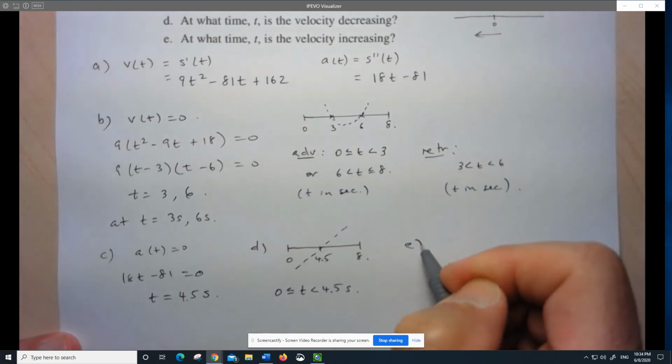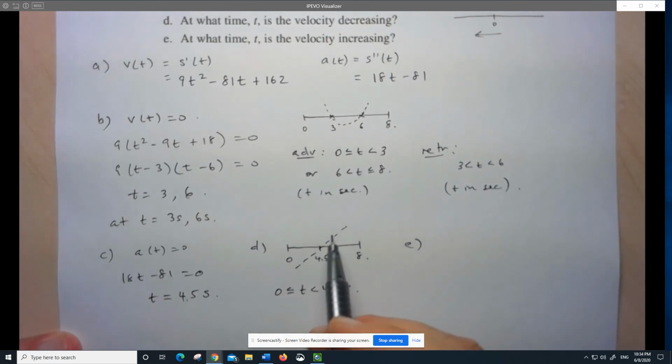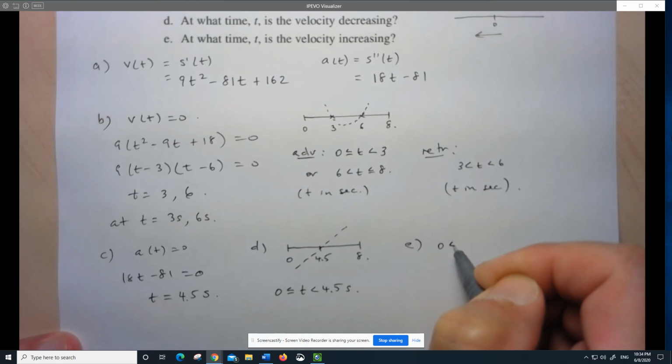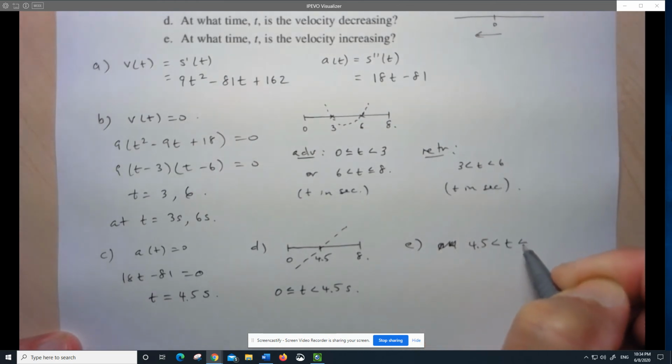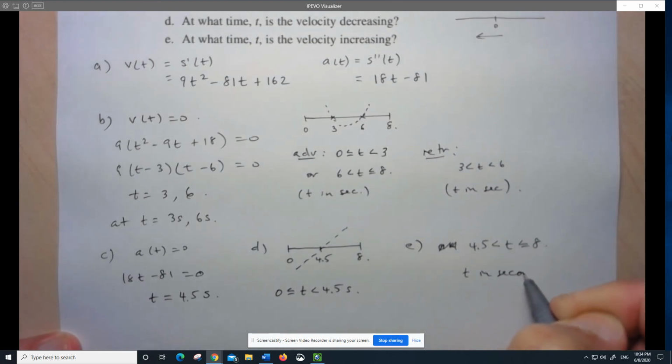And then in E, when we want to know when the velocity is increasing, that's when its derivative, or the acceleration, is positive. So this is going to be 4.5 less than t less than or equal to 8, again, t in seconds.